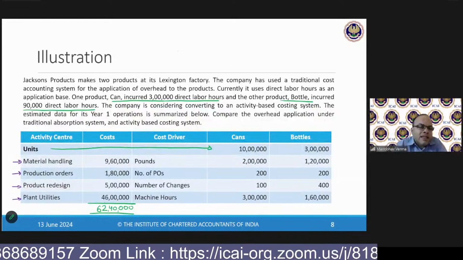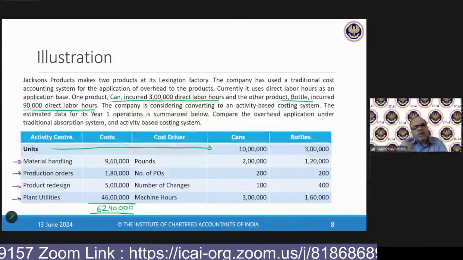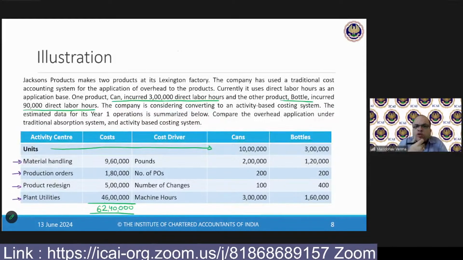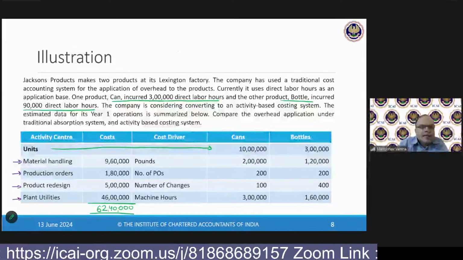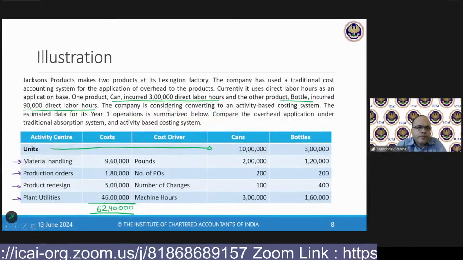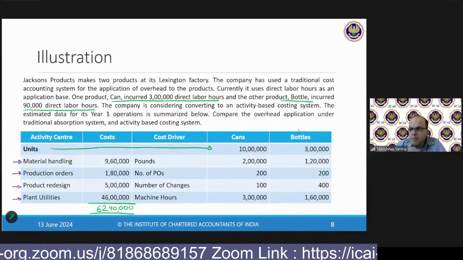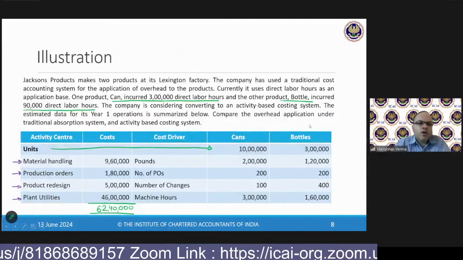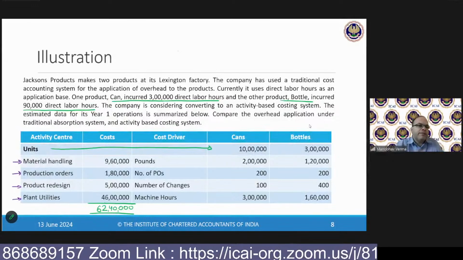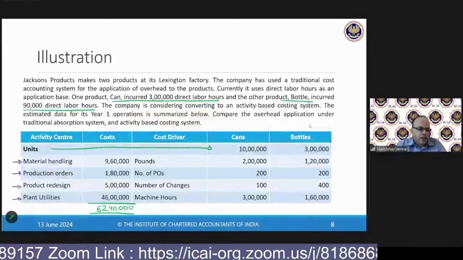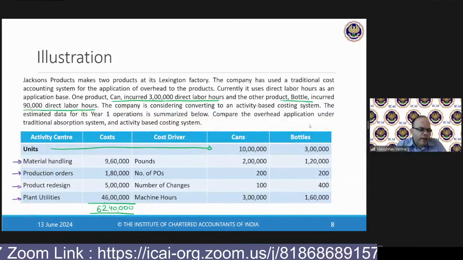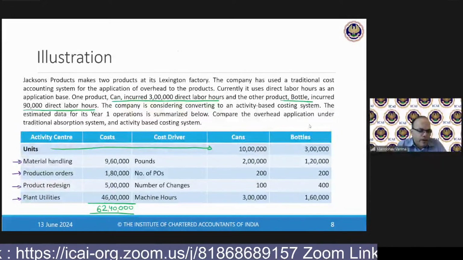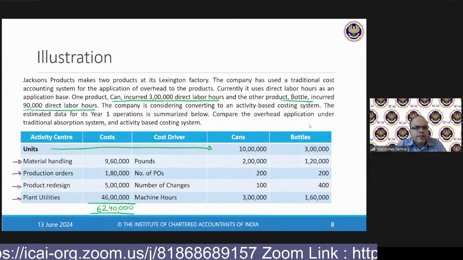What do you think rationally, what element would drive the cost of material handling? What will drive the cost? What will increase the cost? What will reduce the cost? If I talk about material handling cost, I request you guys to answer this. What will drive the cost when I talk about specifically material handling? Anyone on the query panel? On Zoom, guys, please answer.